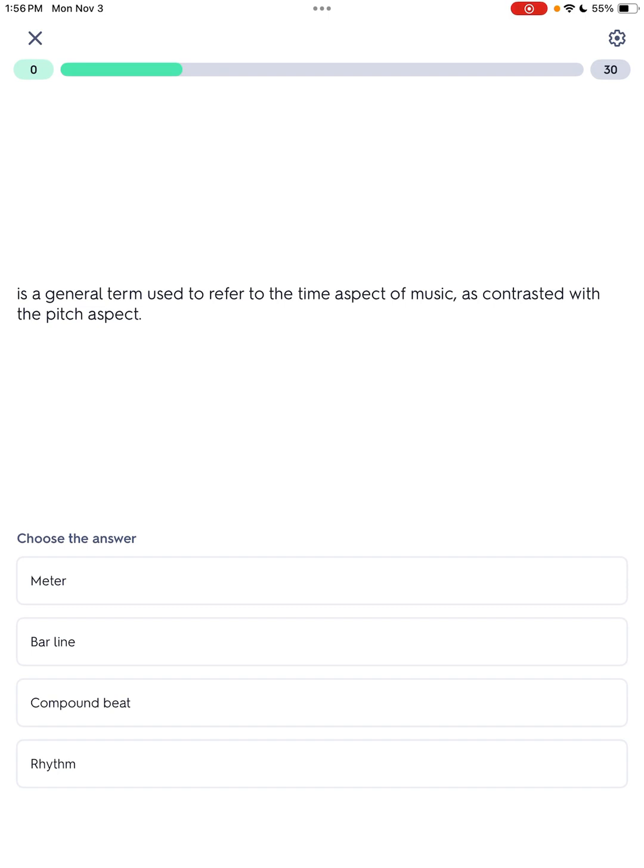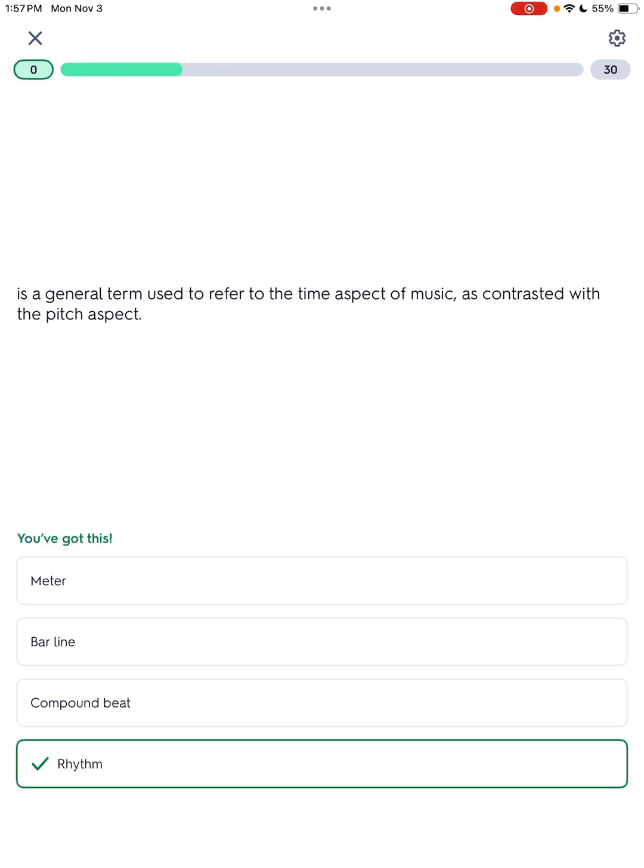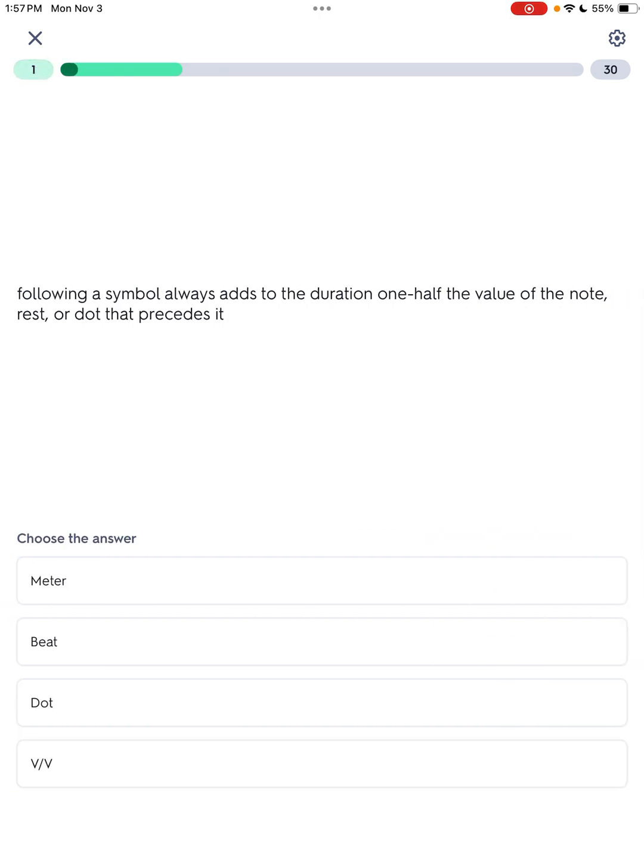Is a general term used for the aspects of music as contrasted with pitch. Following a symbol, it adds to the note one half of the value of the note or the dot that precedes it. Because if you add something to the note, it's always the dot.